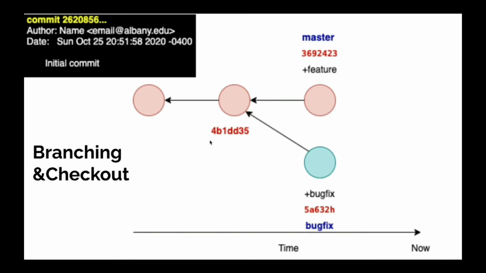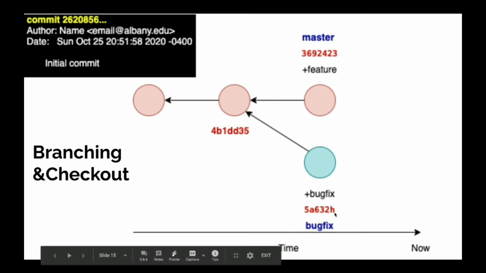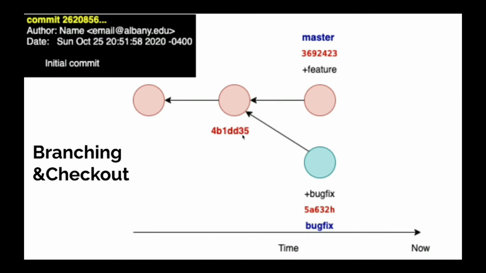As you can see here, I put in red a different commit ID for each of these snapshots. And this is the shortened version of the commit. You can just refer to the first 7 characters. You don't need to refer to the whole long commit ID.